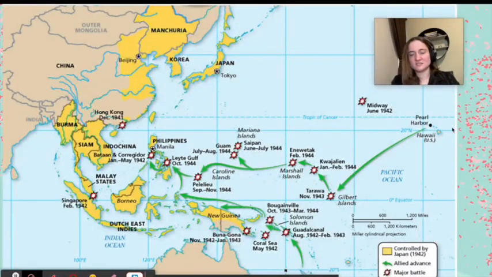So again, here's a bigger picture of it. You can see Pearl Harbor. So the U.S. Navy is going to jump from island to island to island, and eventually they get to mainland Japan.